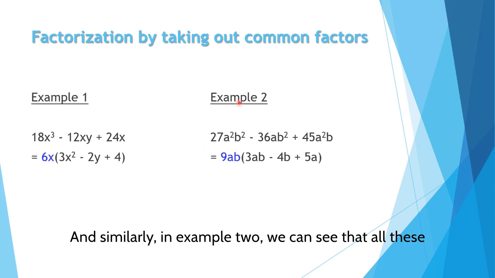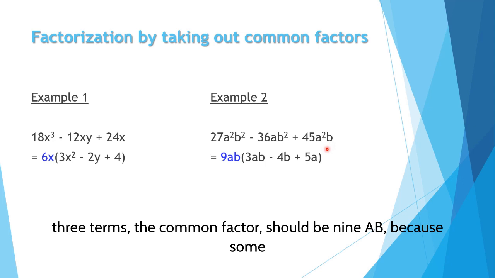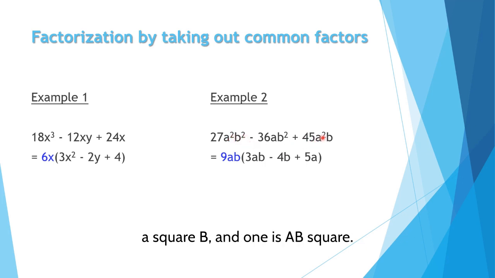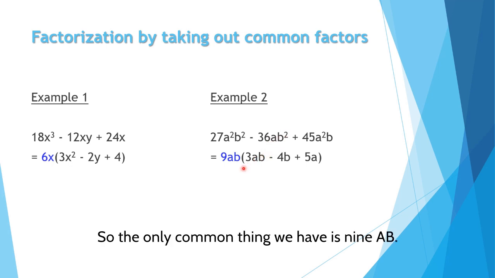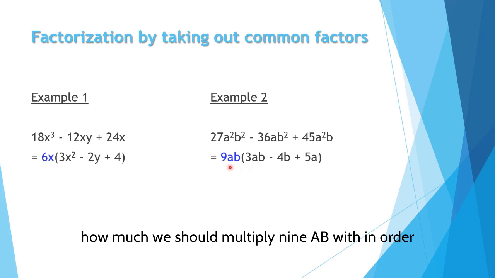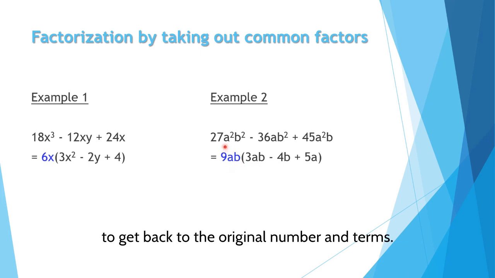And similarly, in example 2, we can see that all these three terms, the common factor should be 9ab, because some of them have a squared b squared, some of them have a squared b, and one is ab squared. So the only common thing we have is 9ab. And then after taking out 9ab, we need to consider how much we should multiply 9ab with in order to get back to the original number and terms.